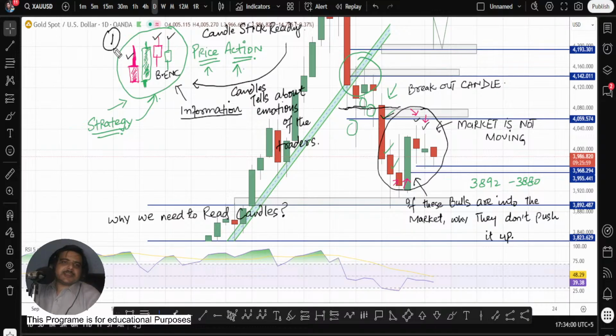Number one, we have candlesticks. What are candlesticks? Candlesticks are reading price action. A candle tells us about the emotions of the traders. This is information for us. We understand the mood of the market with candles.